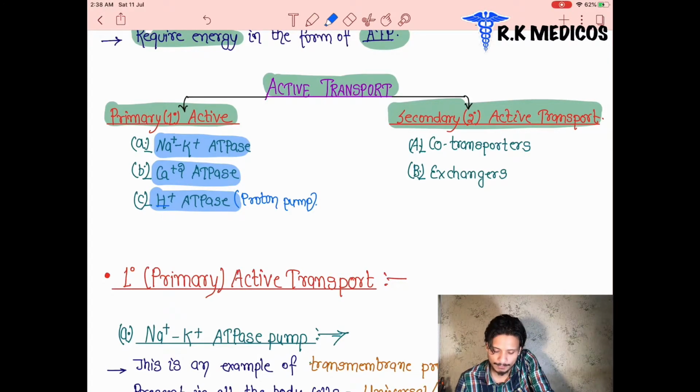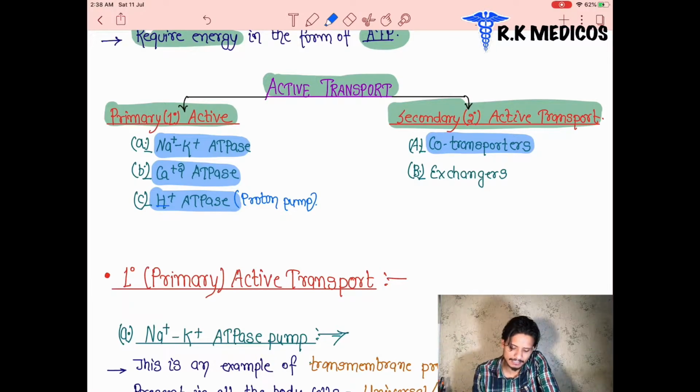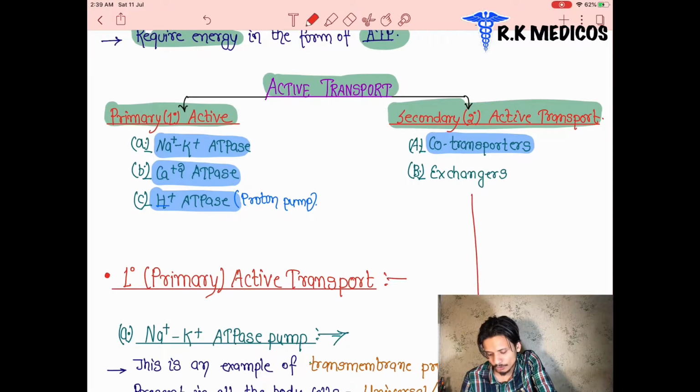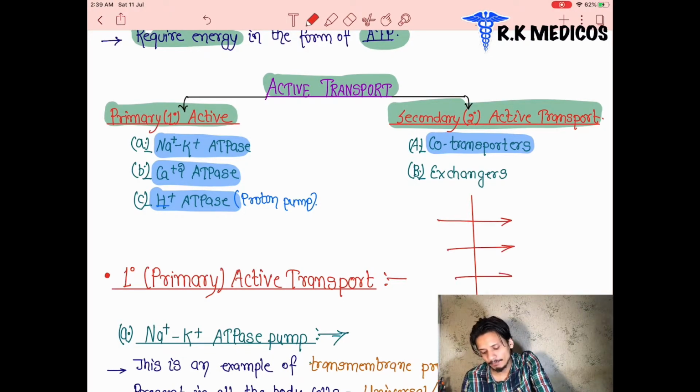They are two in number basically. Co-transporters: suppose this is the membrane of a cell. They can transport molecules in the same direction, helping each other. Co means helpful, they help each other. You can call it co-transportation.